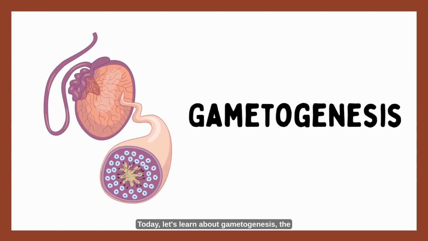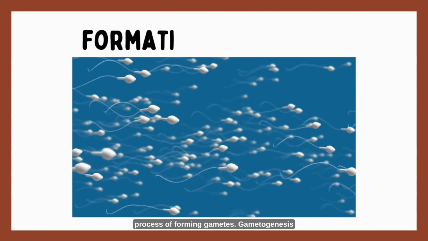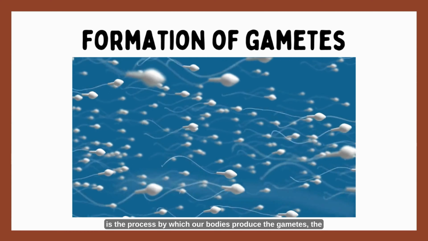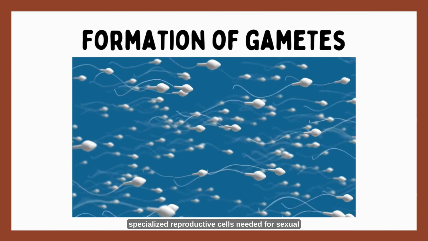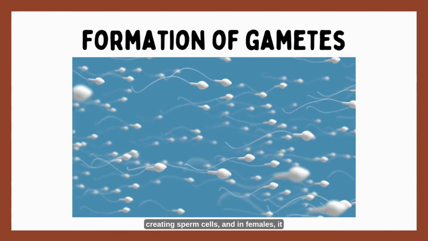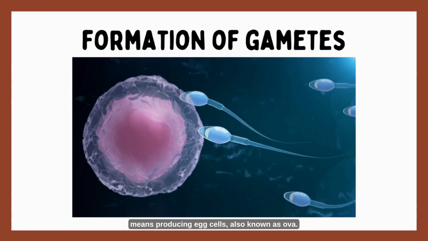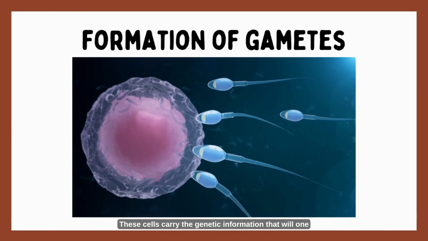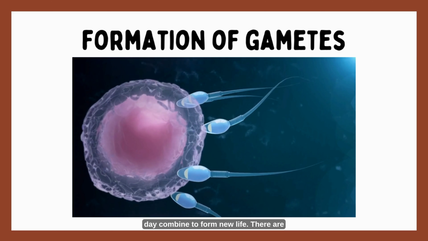Today, let's learn about gametogenesis, the process of forming gametes. Gametogenesis is the process by which our bodies produce the gametes, the specialized reproductive cells needed for sexual reproduction. In males, this means creating sperm cells, and in females, it means producing egg cells, also known as ova. These cells carry the genetic information that will one day combine to form new life.